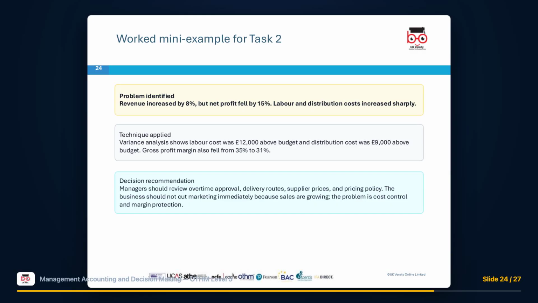Here's a worked mini example. The problem? Revenue rose 8%, but net profit fell 15%, with labour and distribution costs up sharply. The technique? Variance analysis shows labour £12,000 over budget and distribution £9,000 over, and gross margin down from 35 to 31%. The recommendation: review overtime, delivery routes, supplier prices and pricing, but don't cut marketing while sales are growing. The issue is cost control and margin protection.